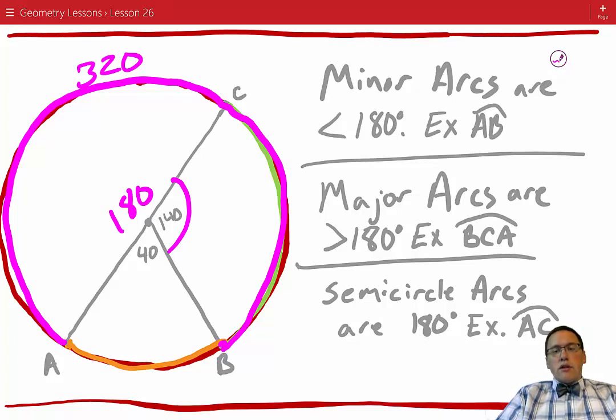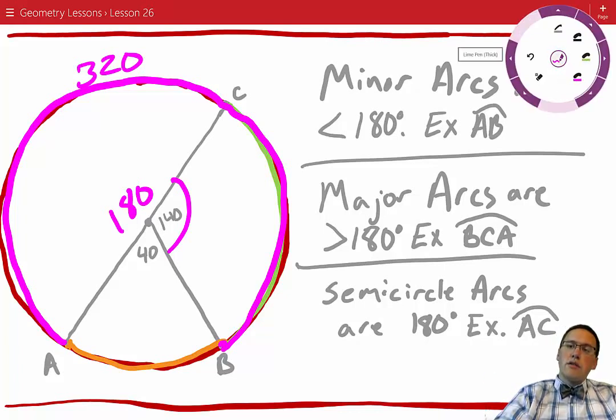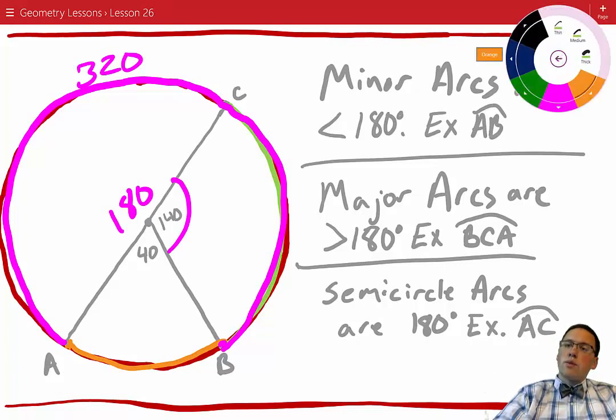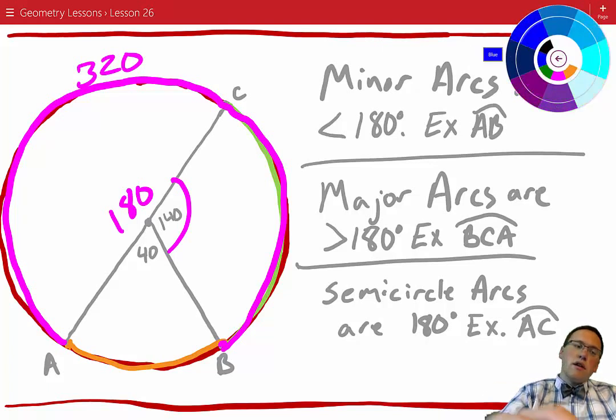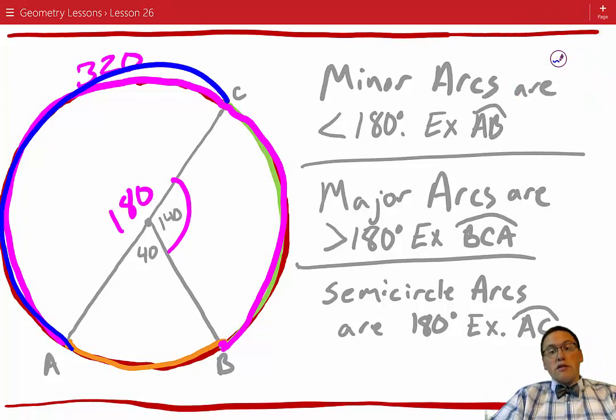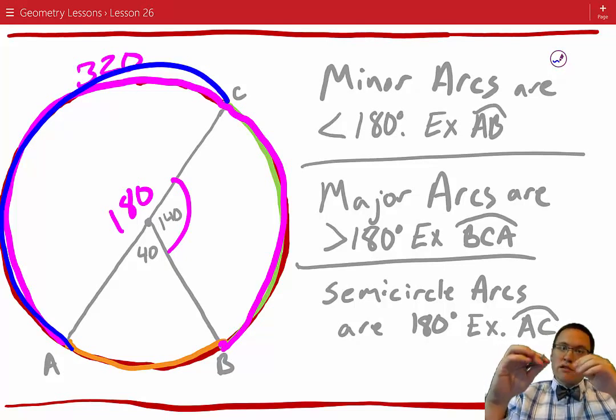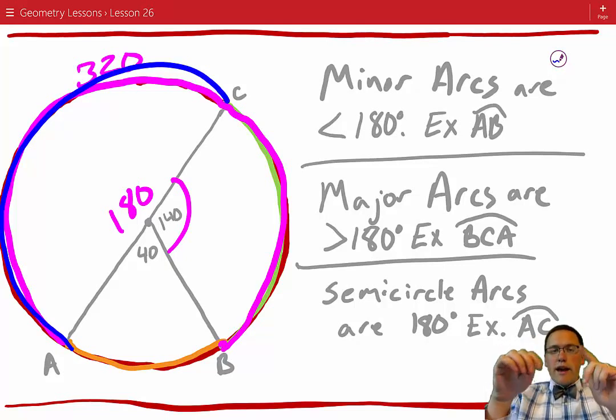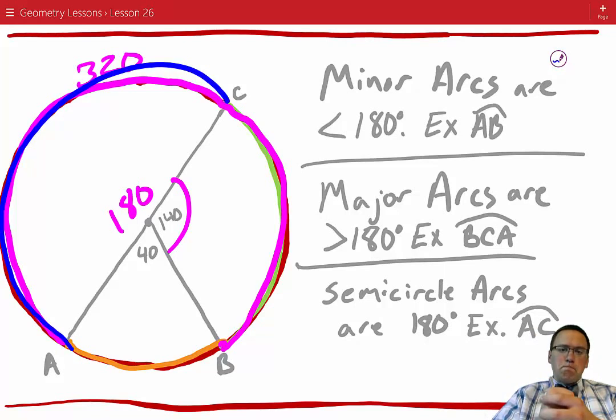A semicircle arc is 180 degrees. For example, AC. So let's pick a different color here. AC here is a semicircle arc. So notice a lot of these different arcs overlap. You can do an arc in between any 2 points. So if you have tons of points on the circle, you could hypothetically have dozens of different arcs that overlap each other.